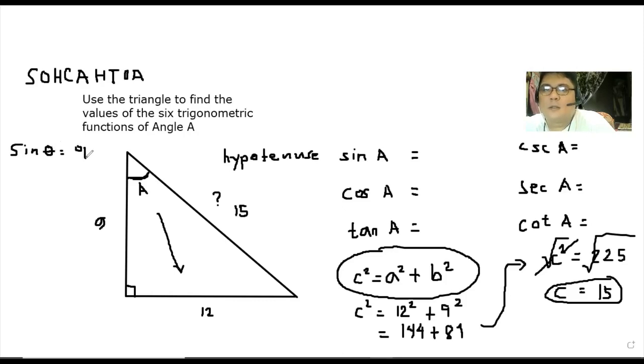opposite. Pinaliit ko lang, but it actually means opposite, no? Opposite over the hypotenuse. Pag sinabi naman natin CA, that is cosine theta. Cosine theta is adjacent over the hypotenuse. Pinaliit lang po natin.